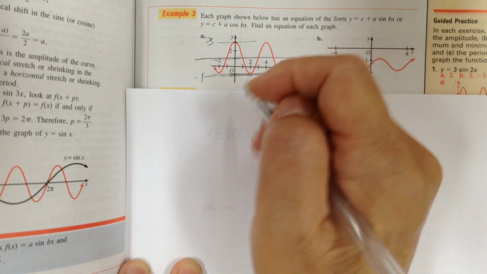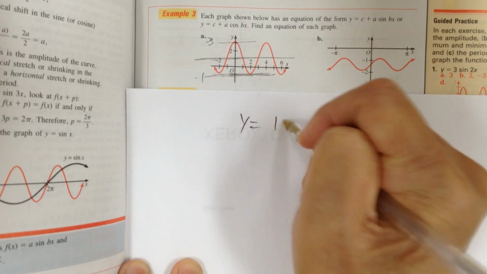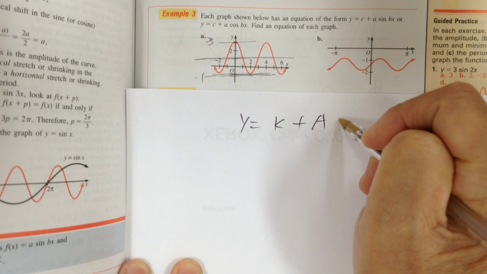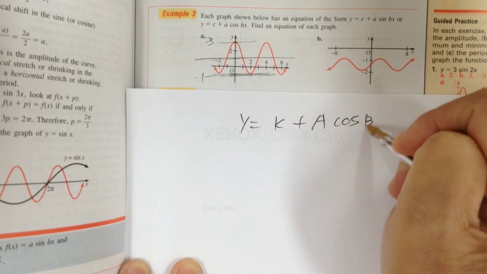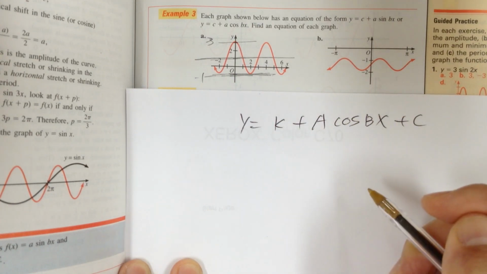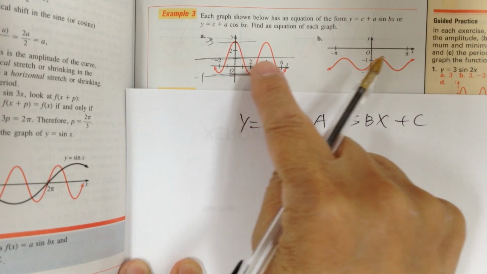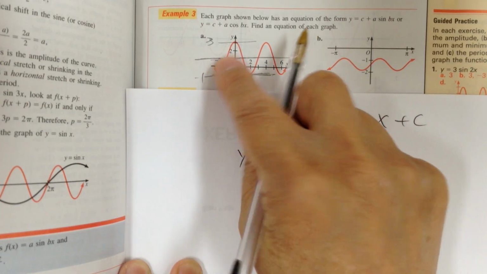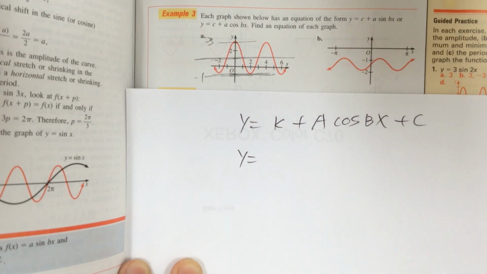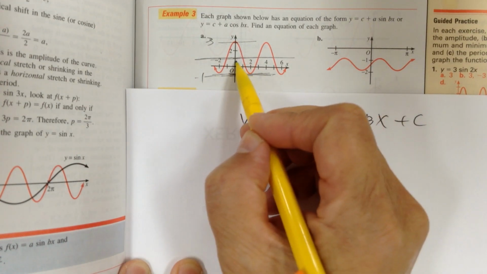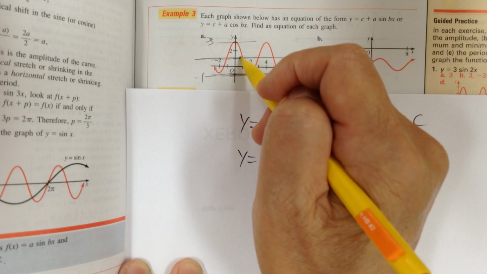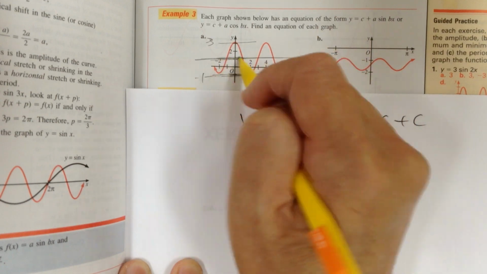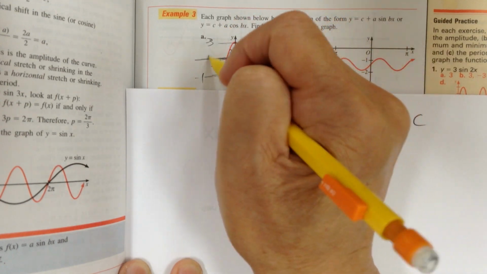Right away you want to start with y equal to k plus a cosine bx plus c. From here you can see that we're going to start to substitute all the stuff in here. K equal to 1. If you notice right over here, k equal to 1.